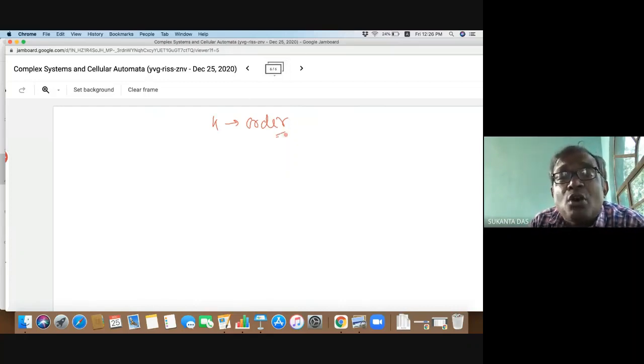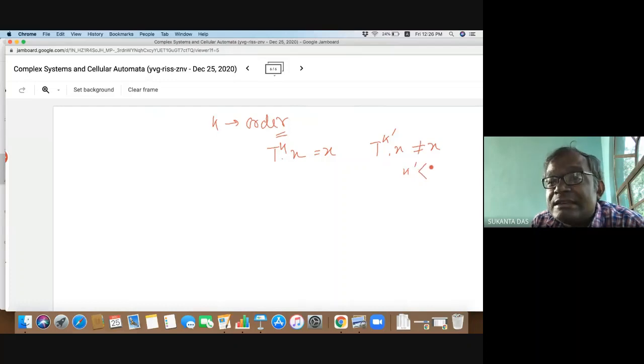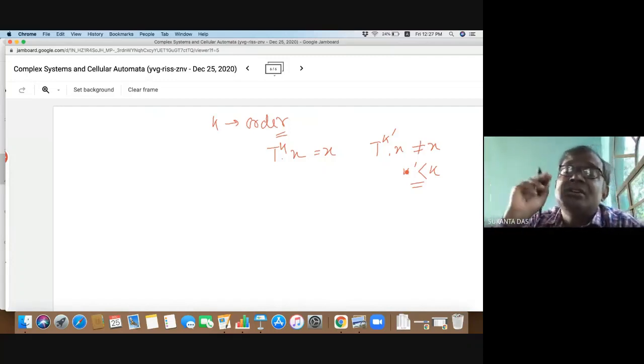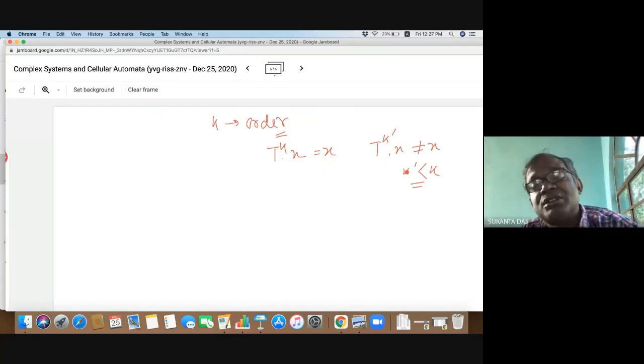So what is the property of an order? What I've said is that T to the power k into X equals X, and k is the order if there exists no k dash less than k such that T to the power k dash into X equals X. I mean that after k time steps, I get back the initial configuration, not before that. So this k is called the order here.